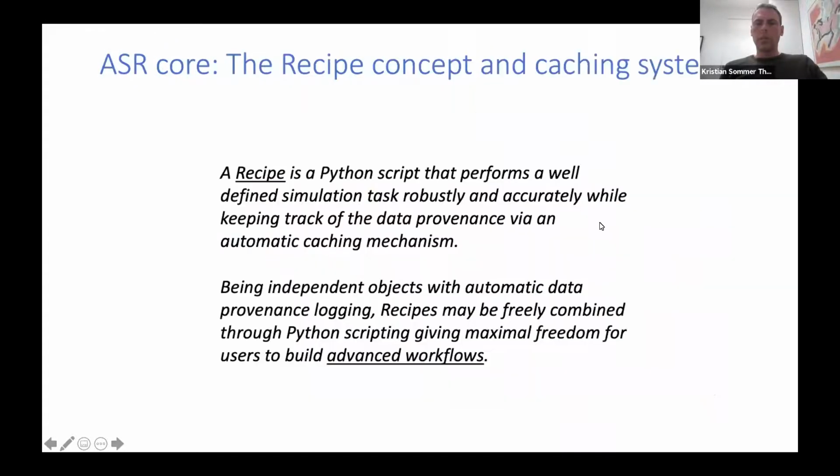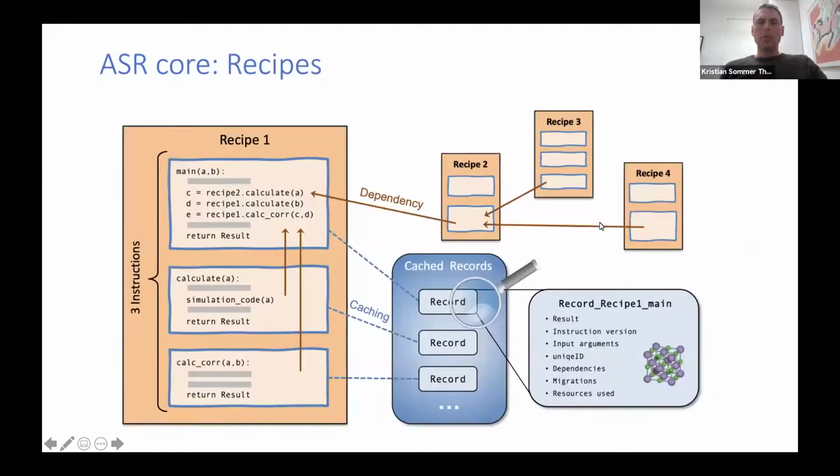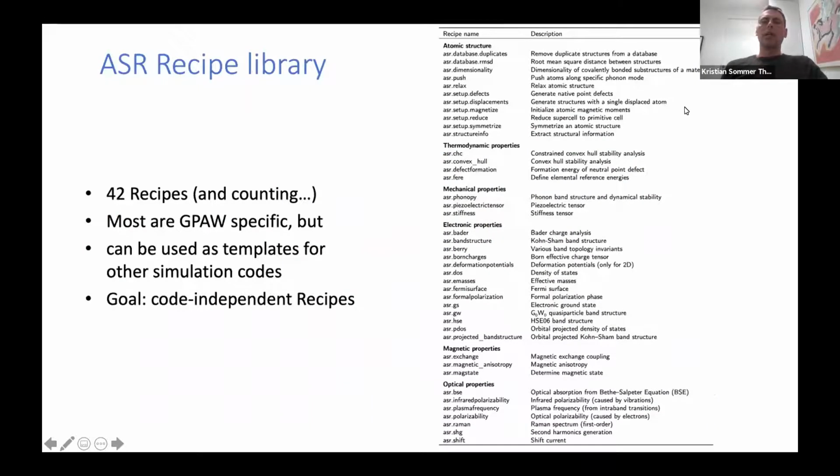Otherwise, I'll just continue. So that was the recipe. Here you can see what we call the recipe library that we have at this point. We have about 40 of them, and of course, all the time we get more and more. Most of them are GPAW specific. GPAW is our DFT code, the DFT code that we develop as well.